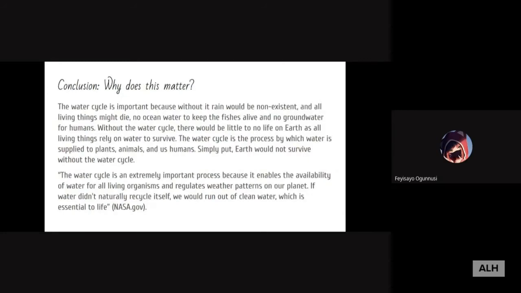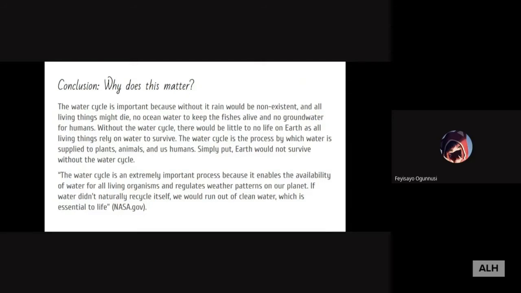This is important because living things need water to survive, and without water, it will be really difficult for the fishes and plants and for humans to keep on living. And so the water cycle is the process that helps to keep that water running, to keep recycling water so that the earth can be able to survive.